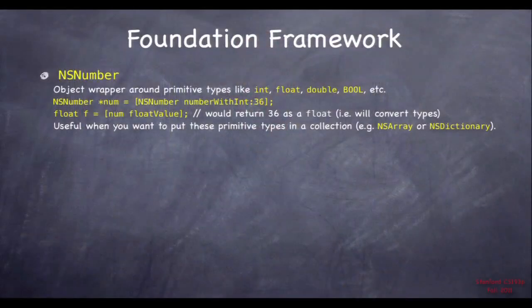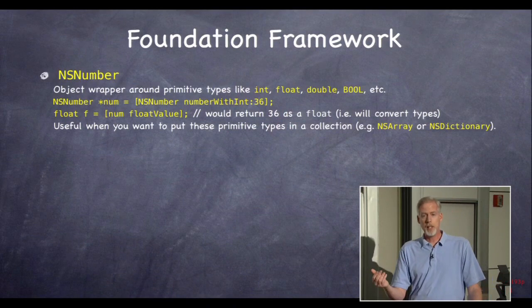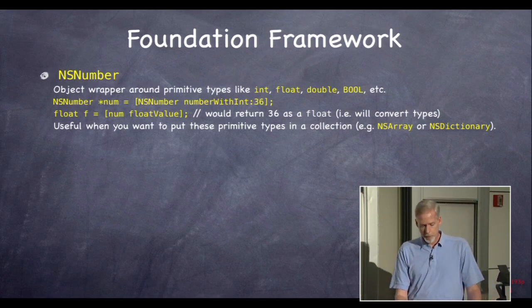Okay, so some other random objects before we get to array, dictionary and set, which are the collection classes. Let's talk about some random objects. NSNumber, you already know about that one. It wraps a primitive type, and it does type conversion for you, so if you wrapped an int and then ask for the float value, it'll convert it to a float, and vice versa. Okay, it truncates floats. So that's NSNumber.